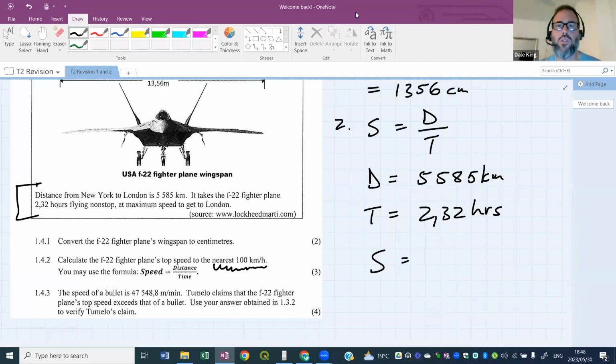Everyone should be putting their distance and their time into their calculators and telling me a speed. Sure, Kia Tilly's got an answer there. 2,400 kilometers per hour. Can you imagine? 2,400 kilometers per hour. Guys and girls, that's insane. That'll get you from New York to London in 2.5 hours. It's incredible.